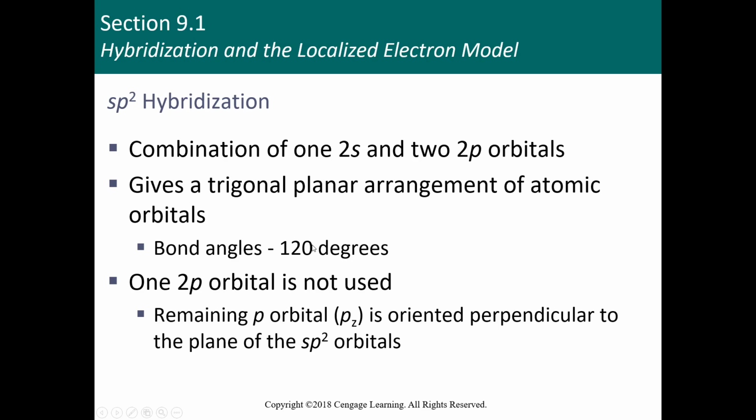This would give you those 120 degree bond angles that you may have seen in chapter 8. You may remember. This would also give you a p orbital that is not being used. And this p orbital would be above and below the plane of that triangle. So that would be coming in and out of the triangle. Okay? And that would be called oriented perpendicular to the plane of your sp2 orbitals.